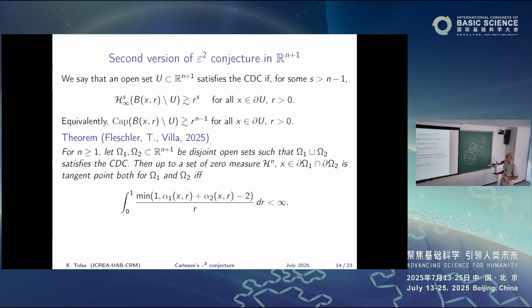Anyway, if we have two disjoint domains such that the union satisfies the capacity density condition, then, up to sets of zero n-dimensional Hausdorff measure, a point x belonging to the common boundary is a tangent point for both omega 1 and omega 2 if and only if this integral, that is the kind of Carleson square function, integrated, is finite.